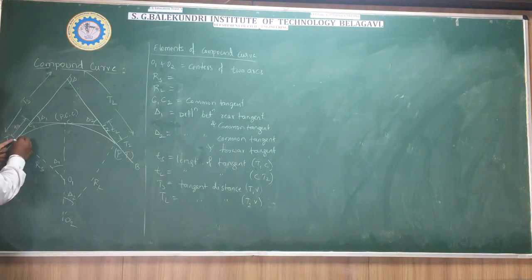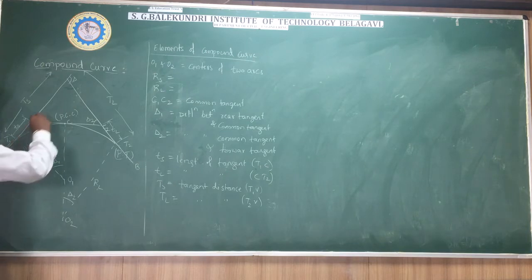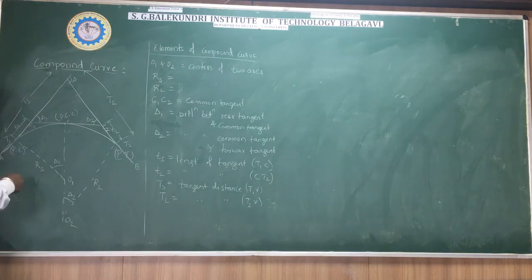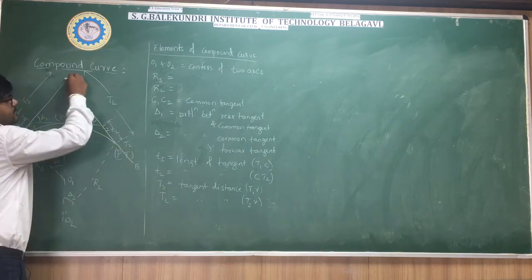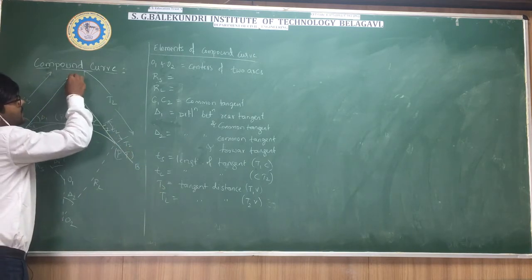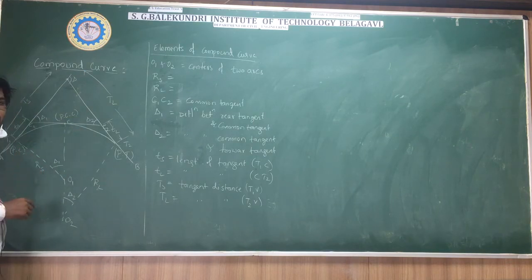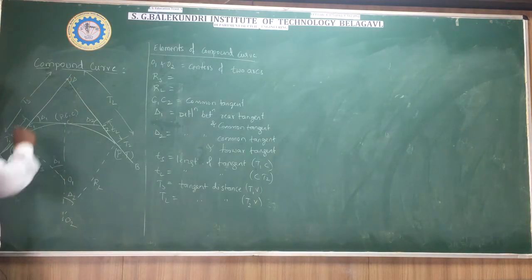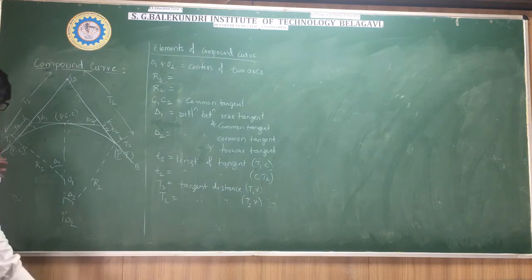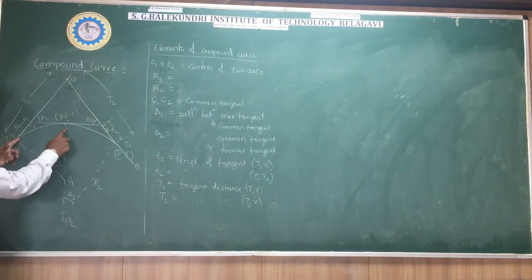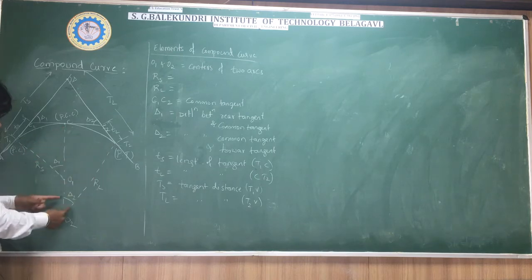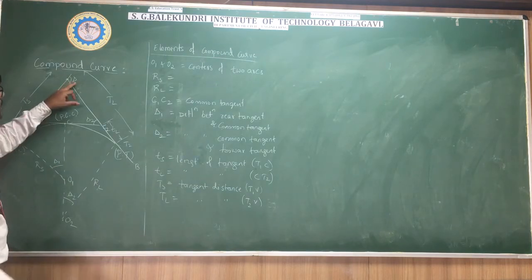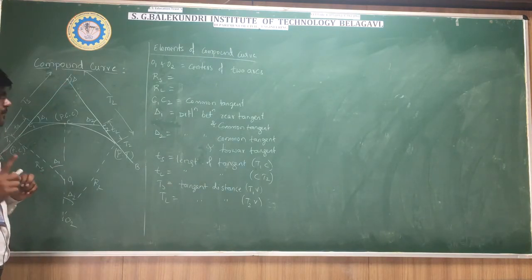Here this straight line, if I extend it, is the rear tangent, and here it is the forward tangent. If I extend these lines, they will meet at this point, called the point of intersection, making a deflection angle of delta. Here the first arc makes an angle of delta 1, the second arc makes an angle of delta 2. Delta 1 plus delta 2 together make the deflection angle delta.